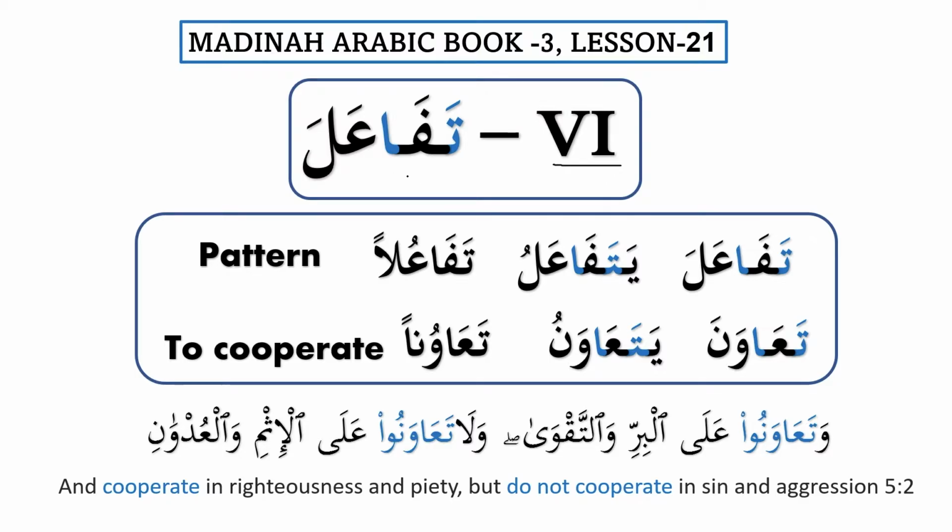So this one is tafa'ala. As we can see over here, this is basically the addition of ta to form number 3. As we know, form number 3 is fa'ala, and when we add ta to it, it becomes tafa'ala and changes into form number 6. So 3 plus 3 becomes 6. Tafa'ala, yatafa'alu, tafa'ulan is the pattern, and the verb that we are going to discuss on this pattern is ta'awana, yata'awanu, ta'awunan, to cooperate.